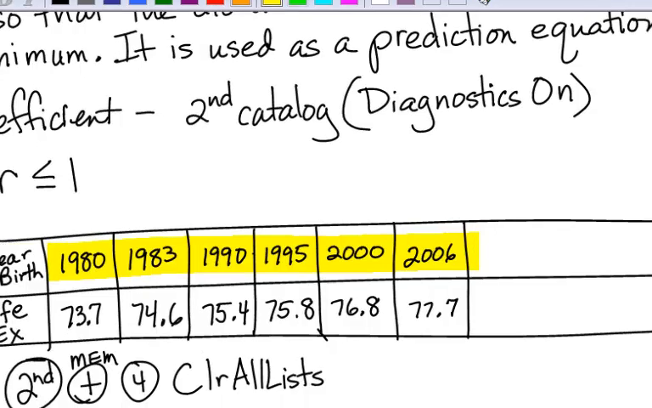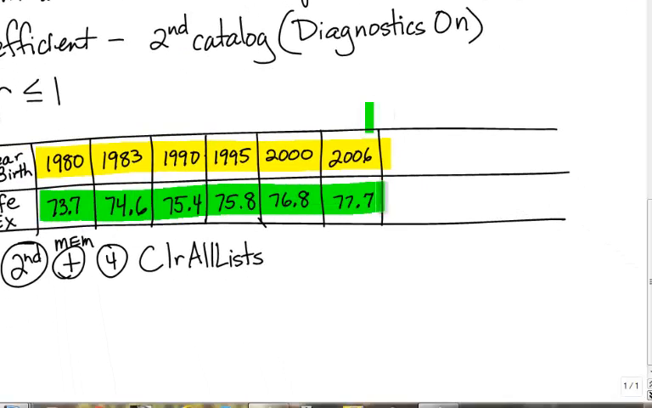Now we're going to type this list in L2. Use your right arrow key. Right arrow once takes you over to L2. These have to be paired up. So for 1980, we want 73.7 and enter. 74.6 and enter. 75.4, 75.8, 76.8, and 77.7. Okay.